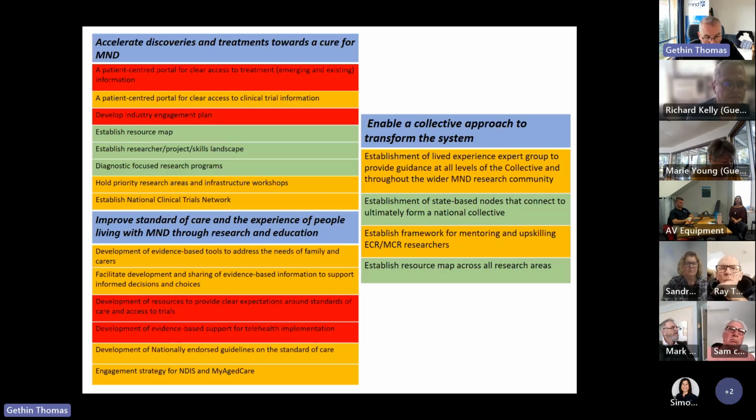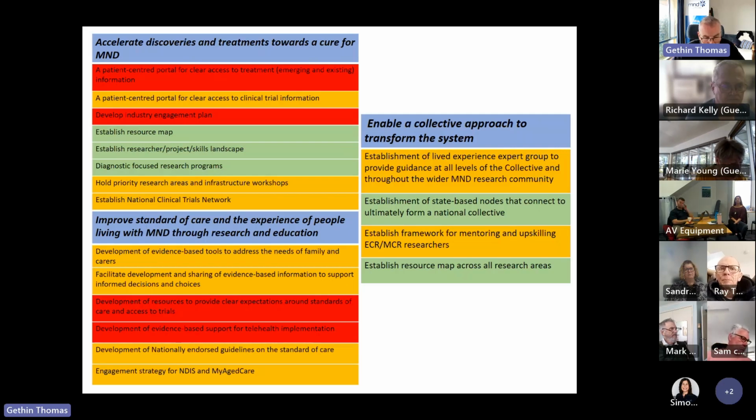We just held one a few weeks ago, and we're establishing the National Clinical Trials Network. We're also establishing portals and communication for people to find out about clinical trial information. We have the web page on MND Australia, and we want to build that up to make it more current and a better source of information.